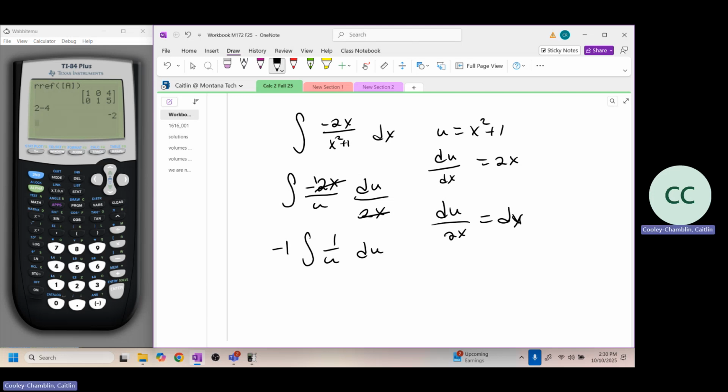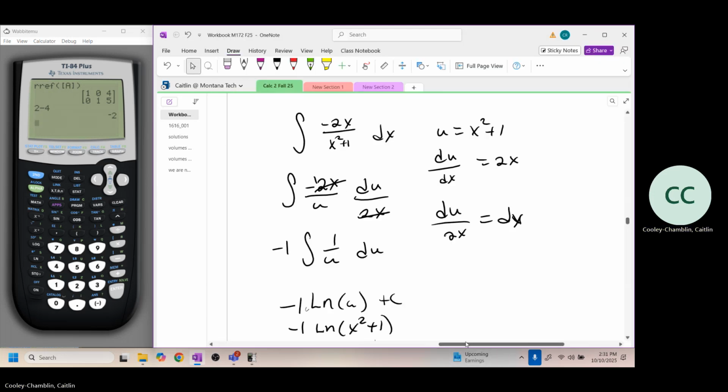So we do have an ln. However, we have some constants left over, so we have -1 ln of u plus c, and so -1 ln of x squared plus 1. I suggest you work this out off to the side because sometimes the constants work out a little funky. It just really depends on what's going on in the bottom and what constants you have on top. I just suggest working it out.